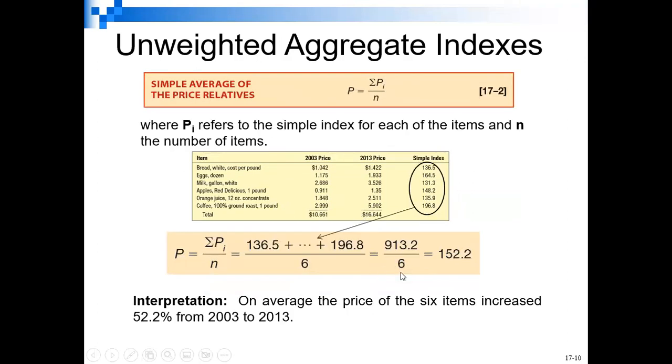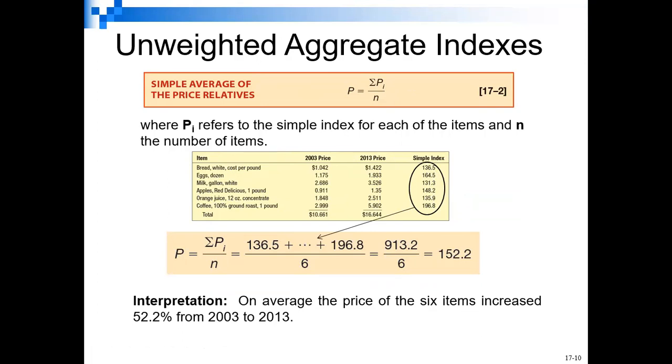Okay, there are 6 items here, and so you divide the sum of these simple indexes by 6, because there are 6 items here. And so you say, on average, the price of these 6 items increased by 52% from 2003 to 2013.